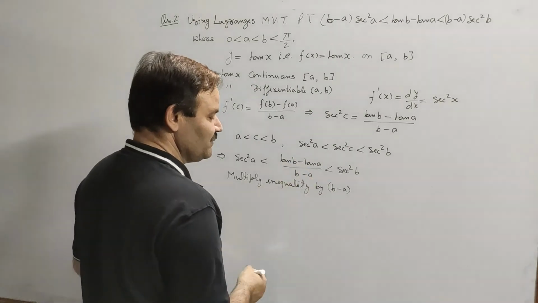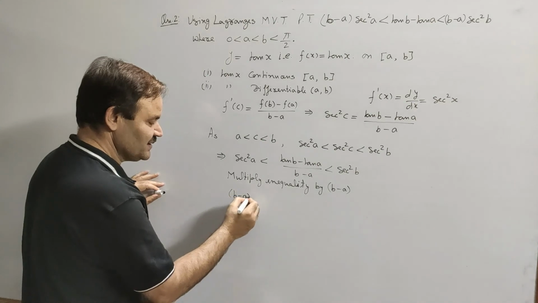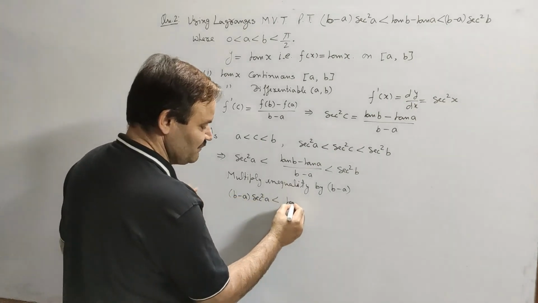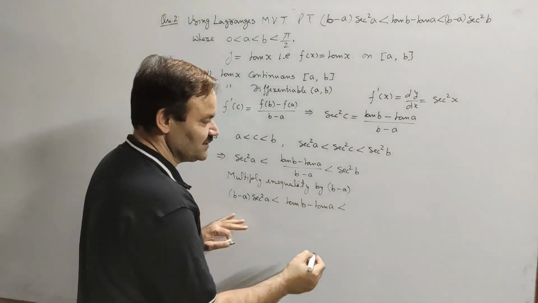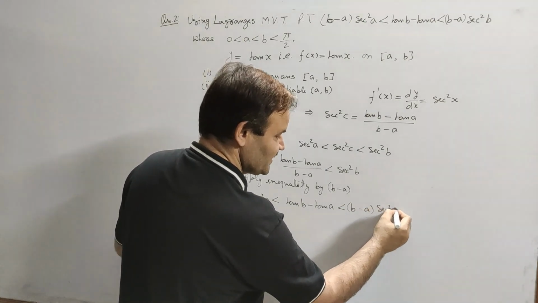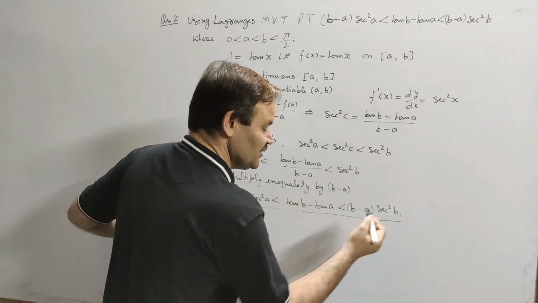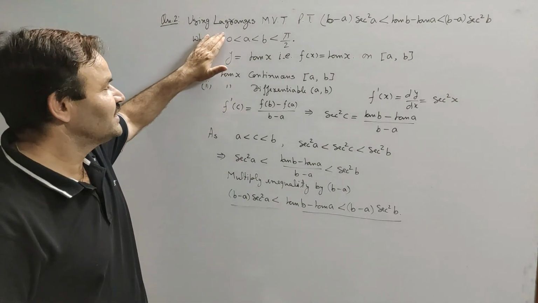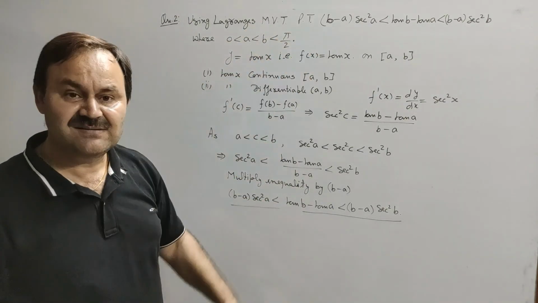Multiplying this inequality by b minus a, we get b minus a into sec square a less than tan b minus tan a less than b minus a into sec square b. And it was to be proved. Thus, using Lagrange's mean value theorem, we have got the required result.